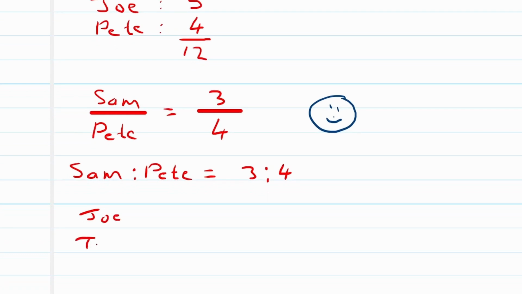We can also, just as a final example, compare, let's say, Joe in terms of total. Like, what are the total amount of oranges? And we can see it will be 5/12. So this is an easy way to understand ratios and to understand how to work with them.